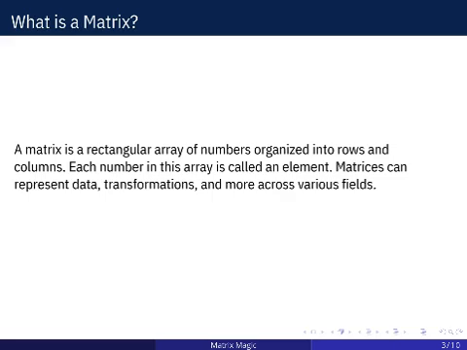A matrix is a rectangular array of numbers organized into rows and columns. Each number in this array is called an element. Matrices can represent data, transformations, and more across various fields.